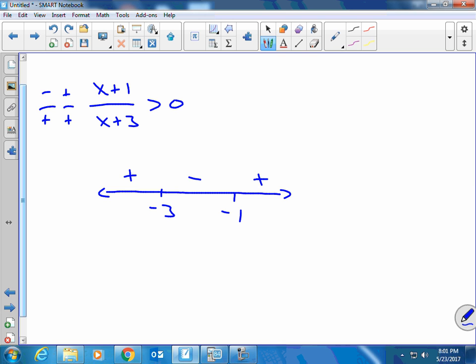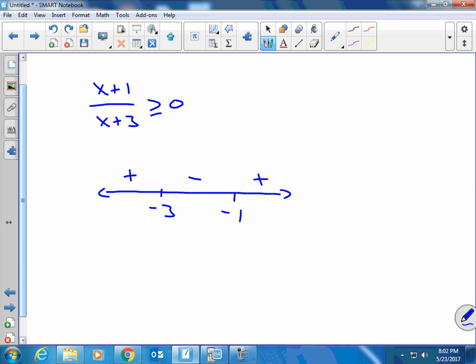Slight difference. I'm going to change this. It'll be an easy fix for you also. I'm going to make that an equal to. This says that I want values that are greater than or equal to 0. So now I have to concern myself with open circle, closed circle, or parentheses versus bracket.